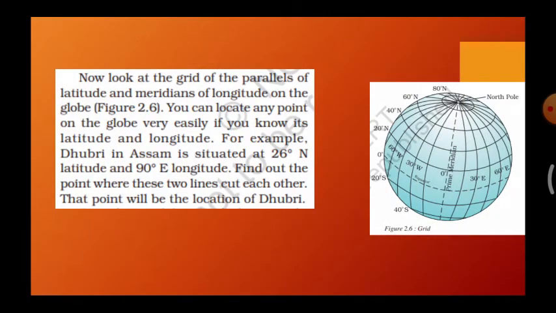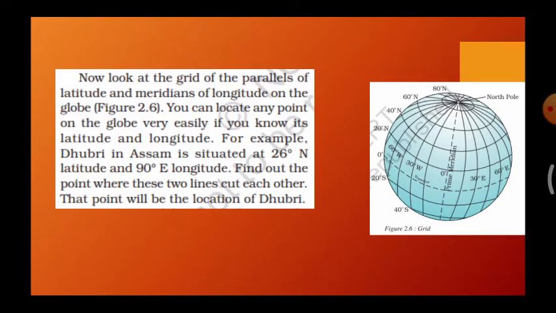Now look at the grid of the parallels of latitudes and the meridians of longitudes on the globe. So see here, children, in this they have mentioned both the longitudes as well as the latitudes. Don't get confused. N stands for north, S stands for south, W stands for west, and E stands for east. So look at the picture. You will know what that is.